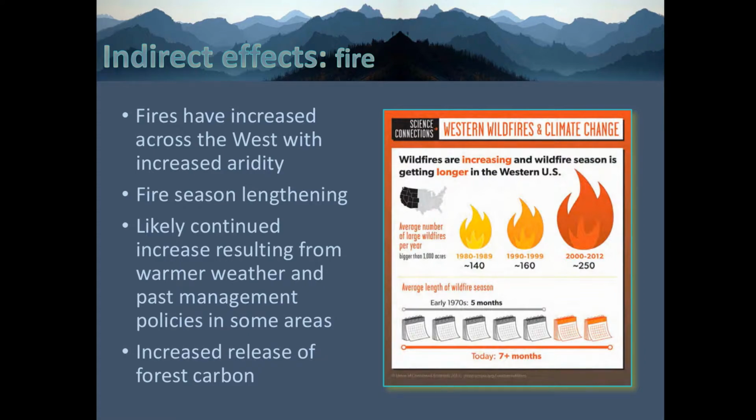All right, so then let's talk a little bit about fire. So now we're going to move to indirect effects. Fires, we know they've increased across the West because of increasing aridity. The fire season has lengthened. That has been shown to be true. And this is going to likely continue with warmer weather.